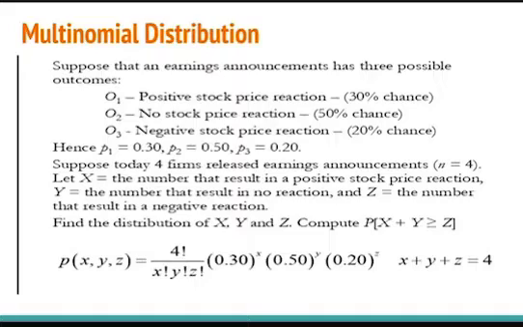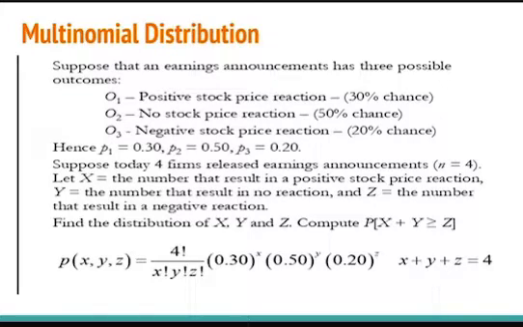Now let's look at the outcomes. One, positive stock price reaction, with a 30% chance. 50% chance of no stock price reaction, and a 20% chance of negative stock price reaction. This is market reality. What is the state of nature? 30 plus 50 plus 20 gives 100%. Which means from what we're given, we already know what our P1, P2, and P3 are.